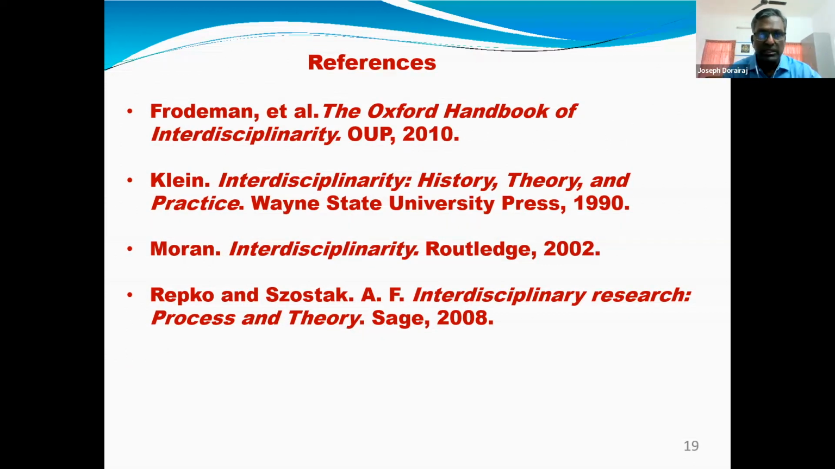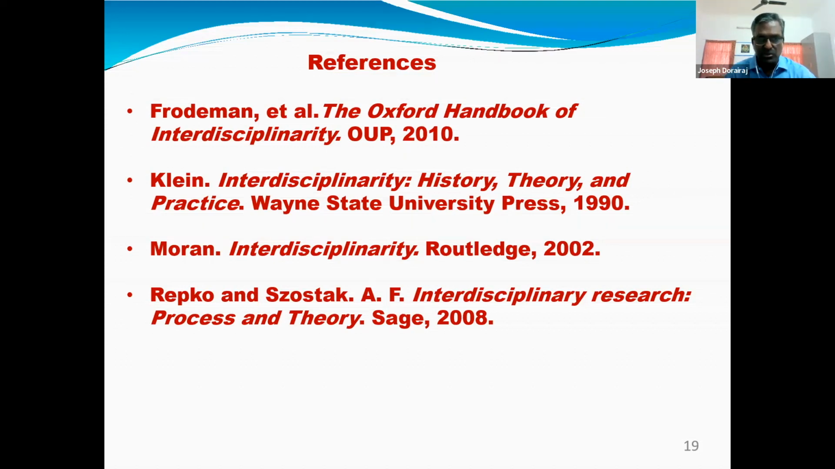The second one is an interesting book by Klein. I have already referred to Klein on at least 2 occasions. This was published in 1990 and the title of the book is Interdisciplinarity: History, Theory and Practice. This is an interesting book. Now the next one is a monograph authored by Joe Moran, and the title of the book is Interdisciplinarity. It was published by Routledge in the year 2002.